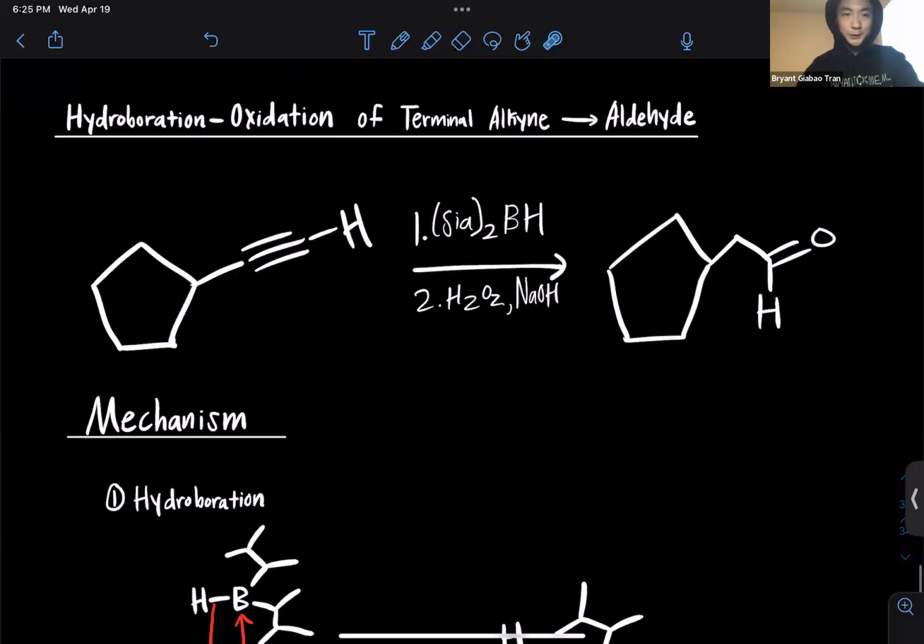In this video, I'm going to go over the hydroboration oxidation reaction of the terminal alkyne, which will convert this terminal alkyne into the aldehyde here. So we know that this molecule has a terminal alkyne because the alkyne is at the end of the chain, since we have a hydrogen attached to it.